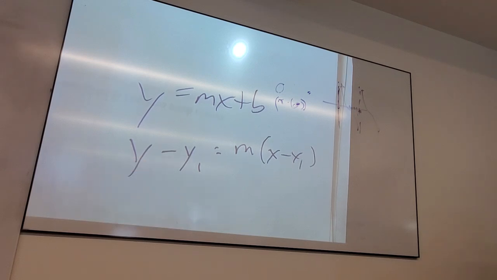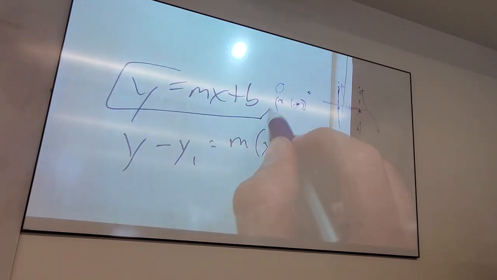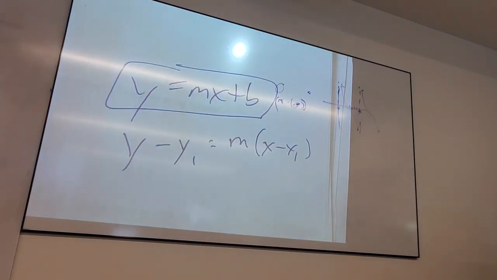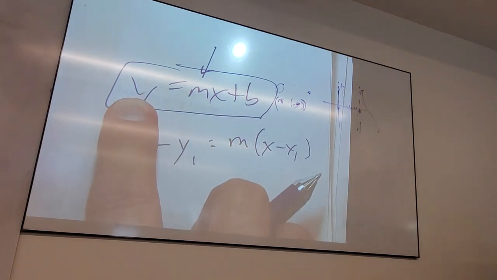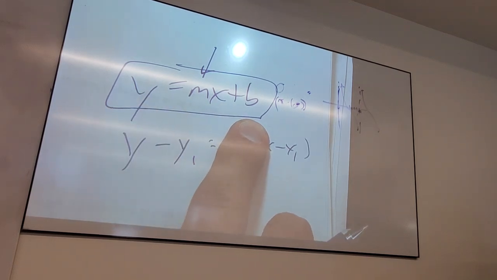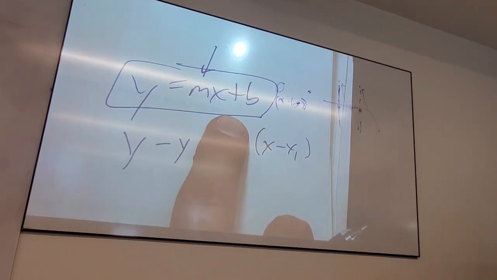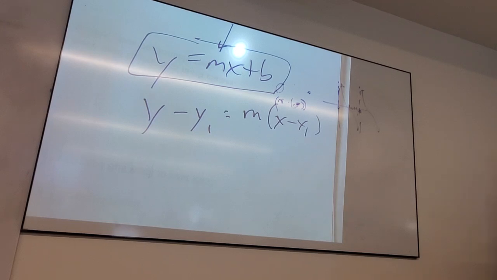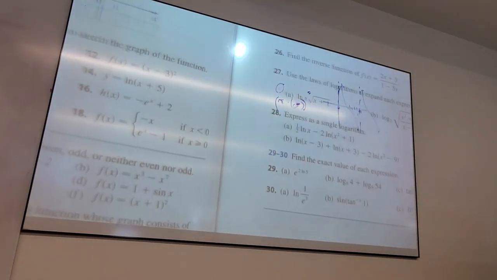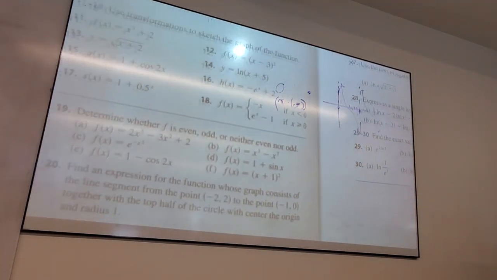So you could always use this one. You could find a slope and then plug in the x, y of a point you know and solve for b. Are you guys with me? I know some of you know how to do that. That was on the review. Good. So this specific problem is a little more complicated because, what was it, 20?